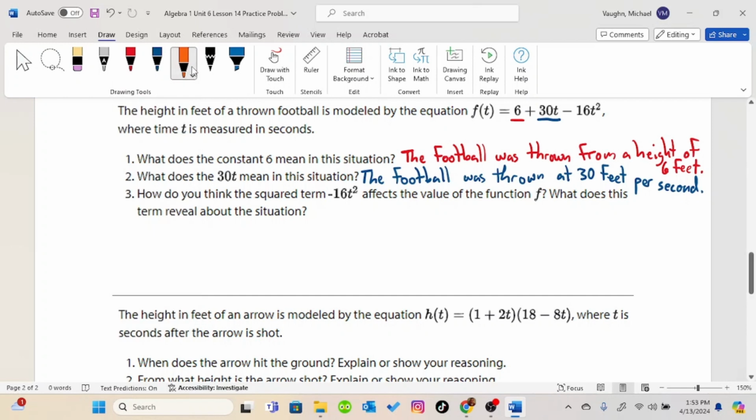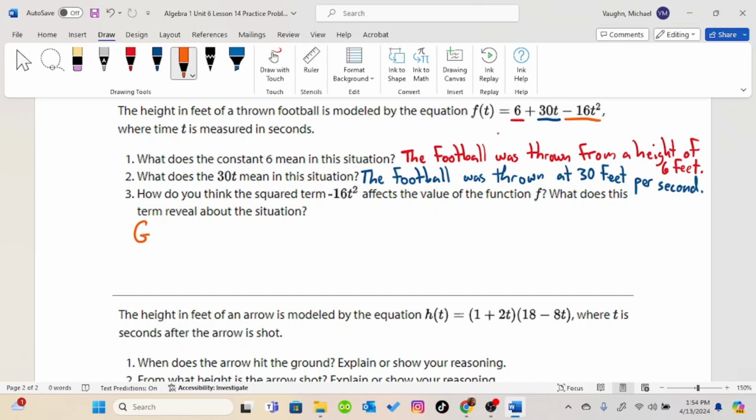Number 3. How do you think the squared term negative 16t squared affects the value of the function f? What does this term reveal about the situation? In a projectile motion equation, the input squared term represents gravity.